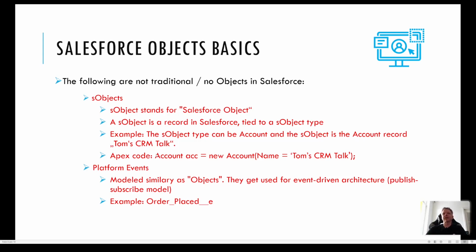If you write that down in Apex code, that could be Account acc = new Account(), and now we create here a new account, and the name is Tom CRM Talk. So we're actually creating a new sObject that's tied to the sObject type Account. Also here, extra video, for now no worries. But you know now, if someone is talking to you about sObjects, or you read it somewhere in some documentation or somewhere out there on the internet, and you know what is an sObject? It's a Salesforce object, it's a record.